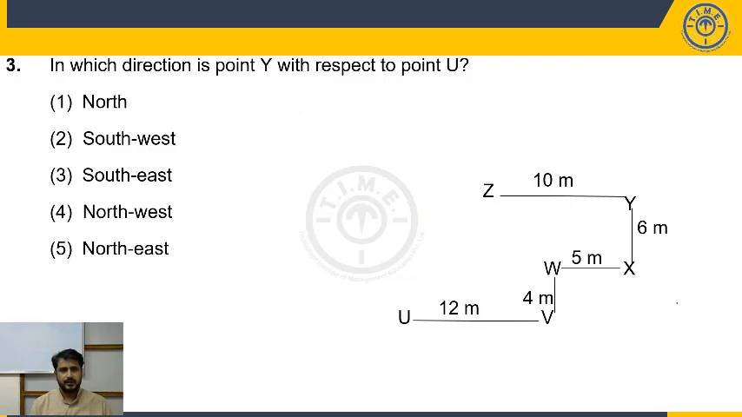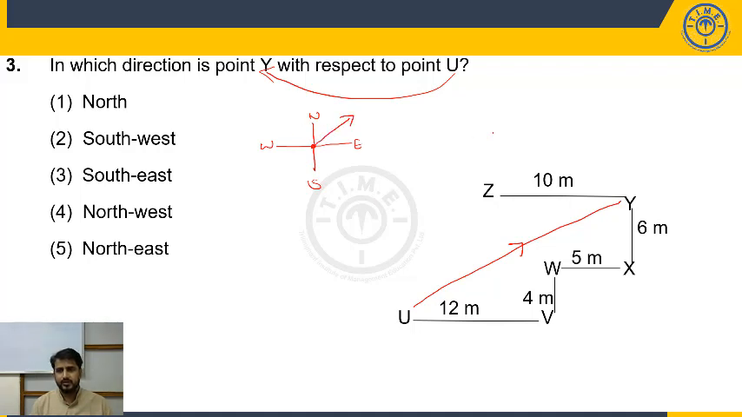Question number 3. In which direction is Y with respect to U? So from U to Y. U is here, Y is here. So U to Y direction. On a paper, right hand side is east, left hand side is west, upwards is north, and downwards is south. So this particular line is showing towards what? Northeast. So northeast. Choice 5.